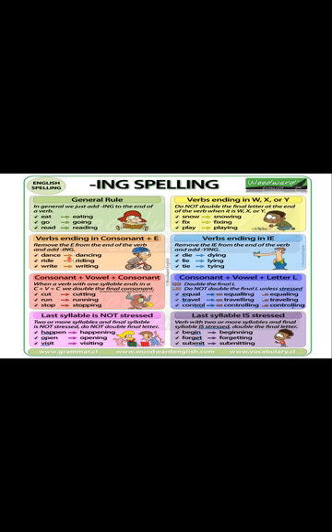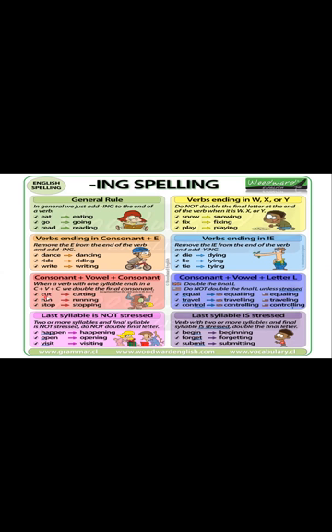Then, dancing. Okay, the E is taken, is removed. See? Right: not E, right. The other rule is when the verb is a one syllable verb. Verbo de una sílaba. Y termina en consonant, vowel, consonant. Consonant, vowel, consonant. Example, cut.